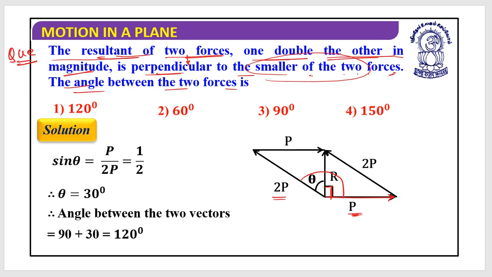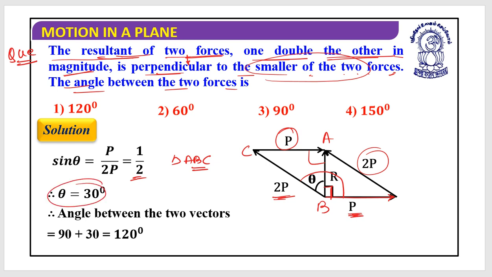So if I observe this triangle, I know that this is p, so the parallel side would be p. If this is 2p, then this would be 2p. If I apply sine theta, let me name the triangle ABC, this is 90 degrees. I hope you understand this: in triangle ABC, sine theta is equal to AC divided by BC, which is p by 2p, which is 1 by 2. So sine theta is equal to 1 by 2. That means theta is equal to 30 degrees.